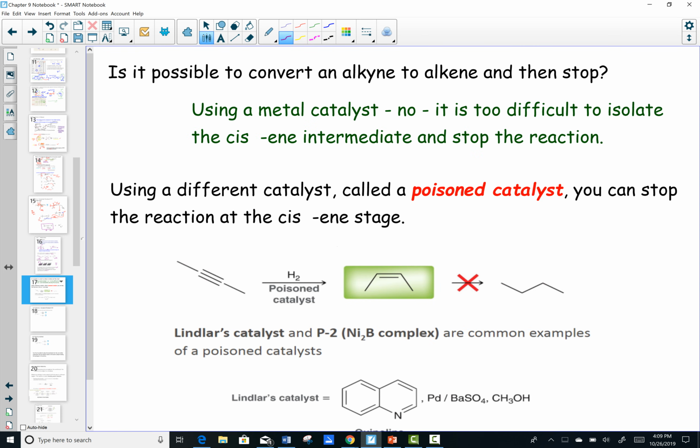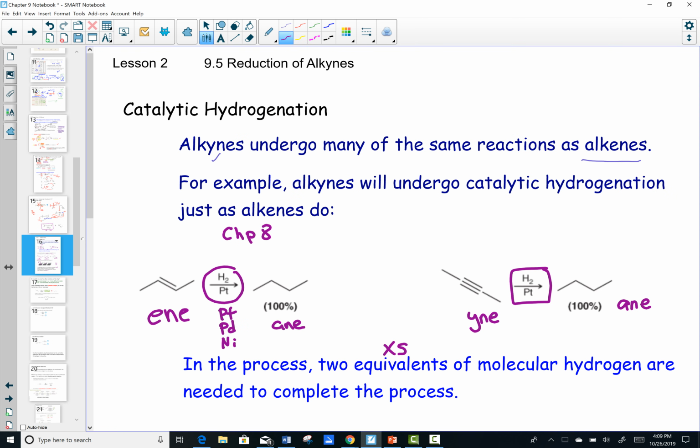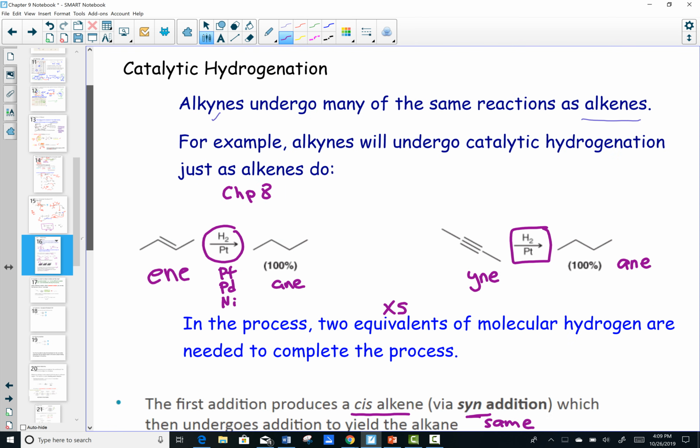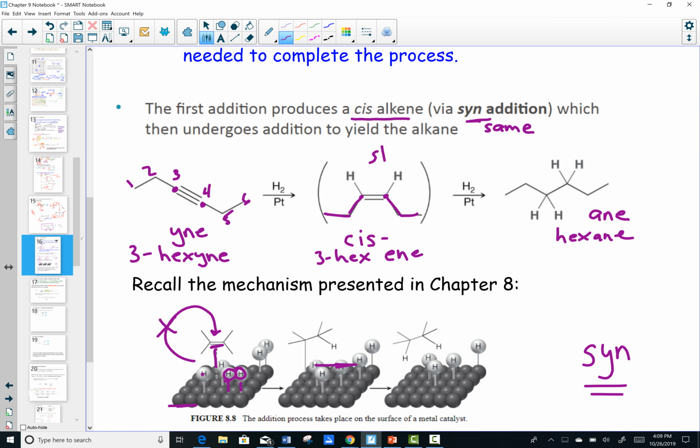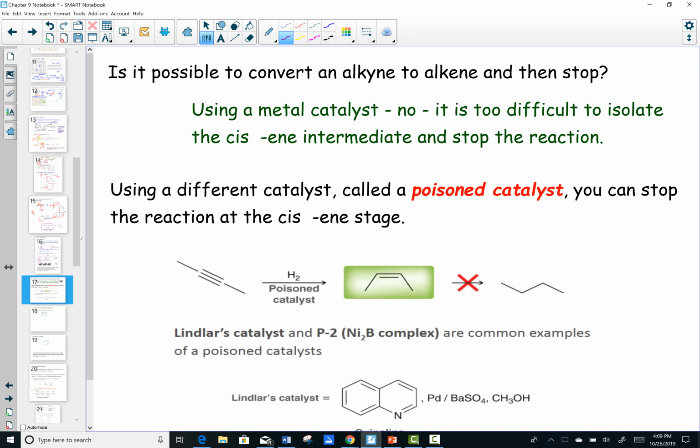The question you might ask is, is it possible to stop the reaction halfway and isolate the alkene and stop the equation from going all the way to the ane? So what we're saying is, in just this last slide quickly, do you think we're able to stop the equation here and prevent the saturation in that last step? So that's the question we're posing. Is it possible to convert the triple bond to a single bond and then stop? Well, the answer is yes, but we have to do so carefully.